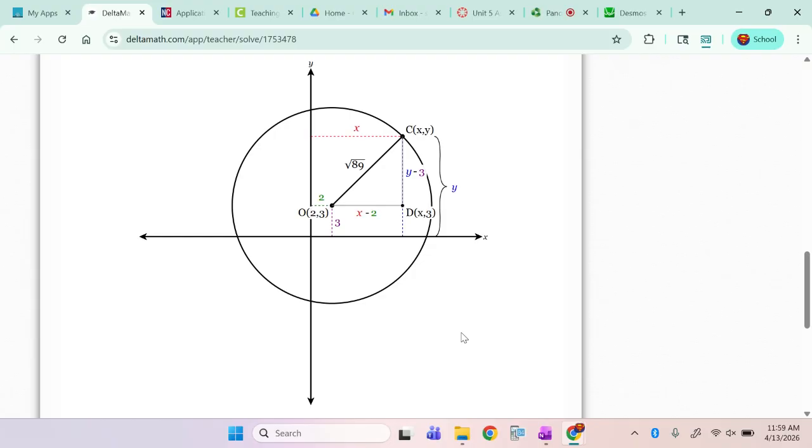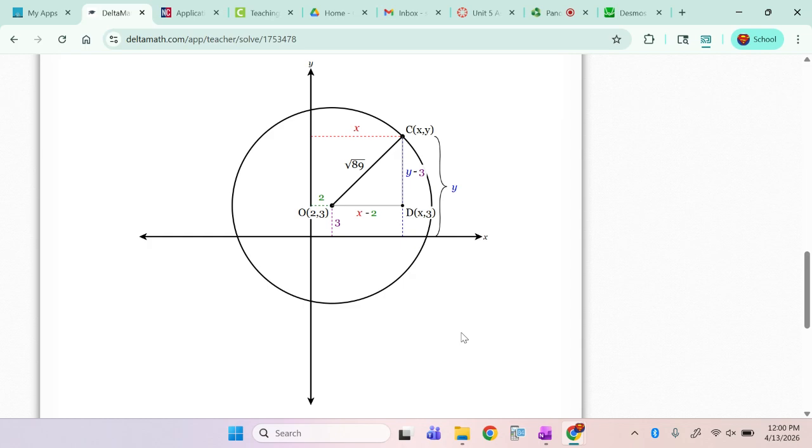So this is actually the formula for any circle equation. You take whatever the center point is, flip the signs, put it next to x and y respectively, and square it. Then that's set equal to the radius squared. Pretty easy, right?